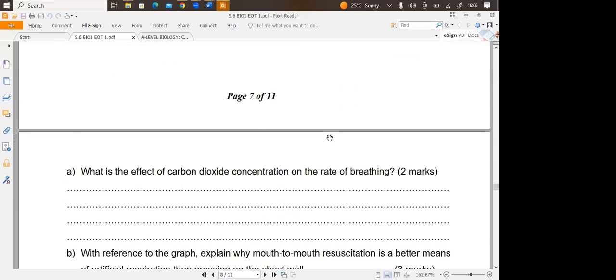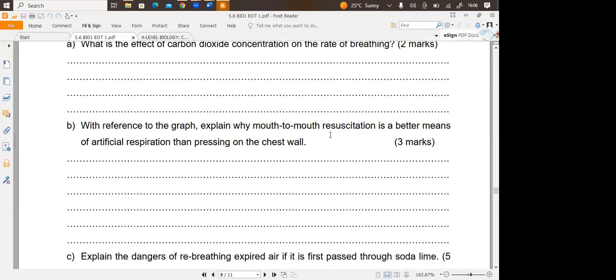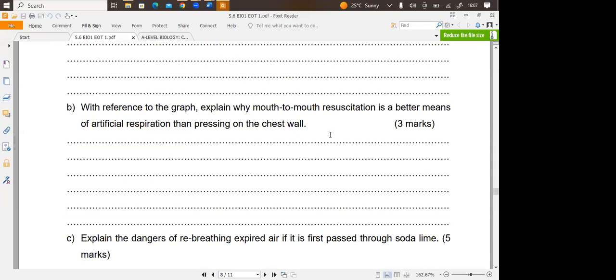Now, that part B, what do you think is the answer? 2 minutes, think about it.